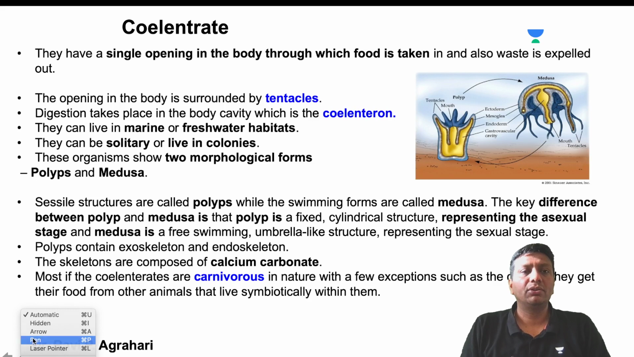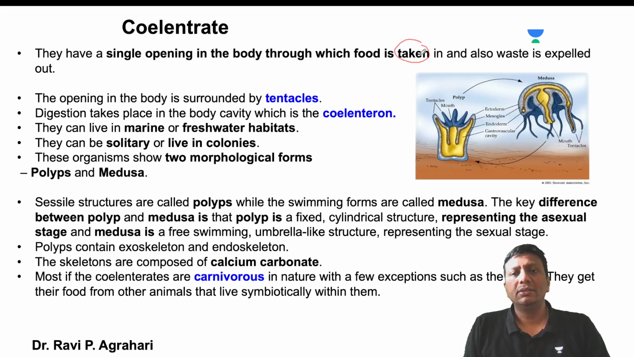The next phylum is called Coelenterata. Coelenterata have a single opening in the body through which food is taken in and waste is also expelled. Only one opening, the mouth, which you can see here in the pictures. With the help of the mouth they take food, and they also release waste material.